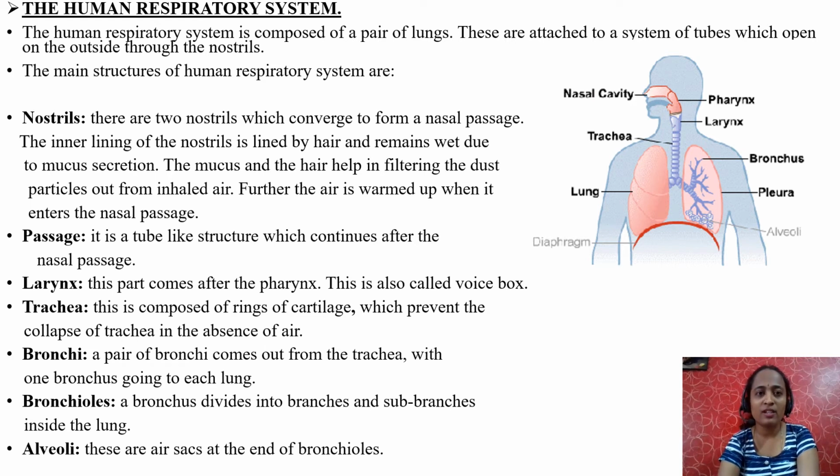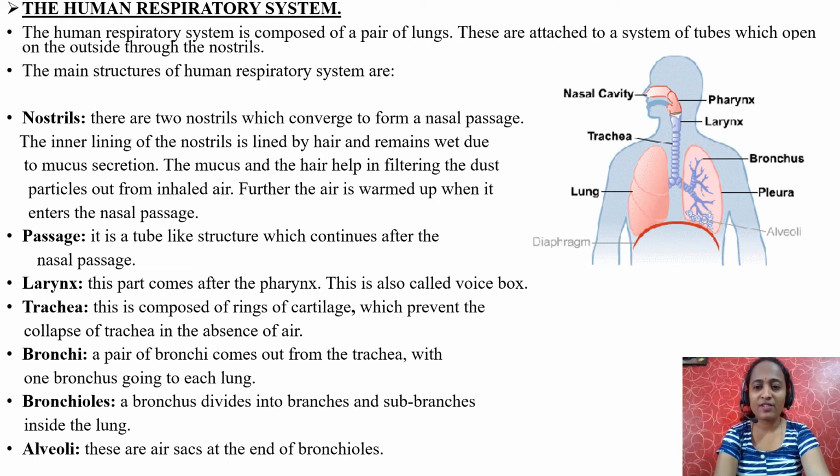During inhalation, the air may consist of microbes or dust particles. These dust particles and microbes are filtered by using the hair lining as well as the mucus of the nostrils or nose. Further, the air is warmed up when it enters the nasal passage.